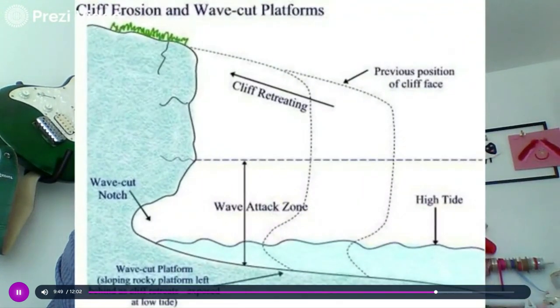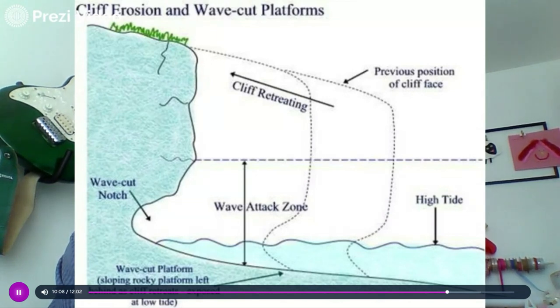Now, this leads to this particular situation, to where we get a wave cut platform forming. And what you can see here on the left-hand side is a wave cut notch. So this is where the waves come in and they hit the base of the cliff, and over time they cause this notch to form in the wave attack zone. And this leaves the cliff top above it very unstable.